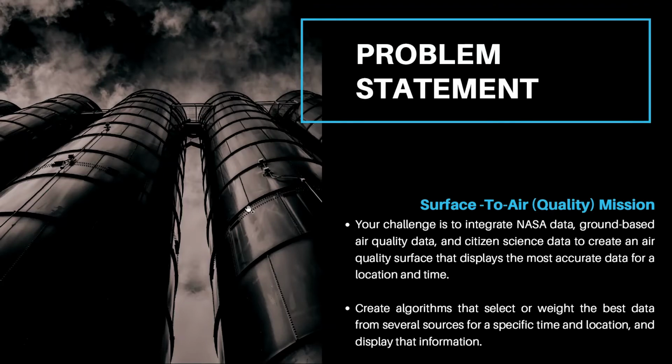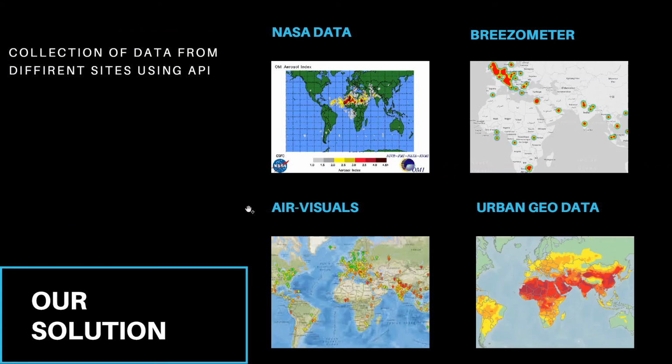Right now, I'm just going to talk about one of the projects that I made. This was basically a challenge to integrate NASA data, the ground based air quality data, as well as user input crowdsourced data to find out the most optimized algorithm to generate this and find out an API for making it possible for the user to find out the most predictable data for a particular location at a particular time.